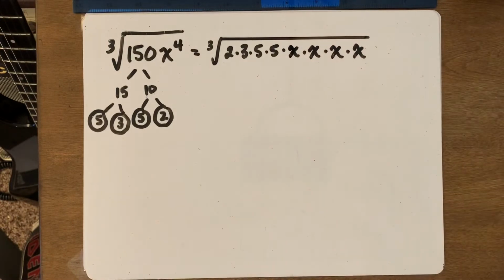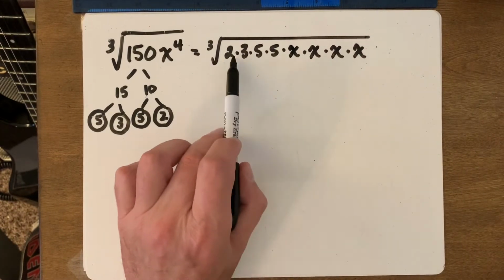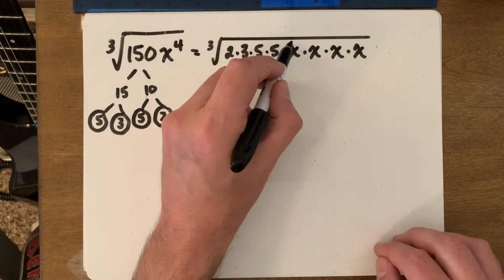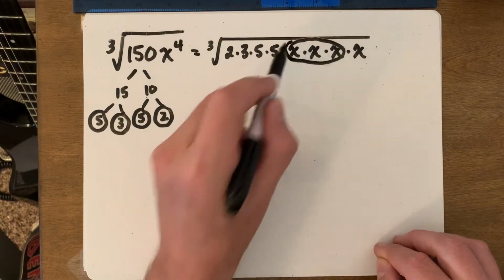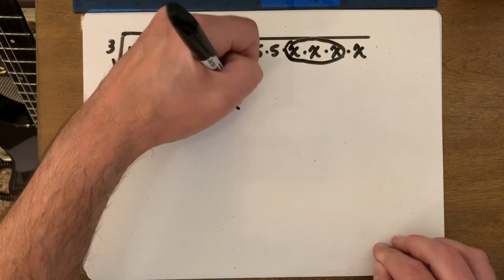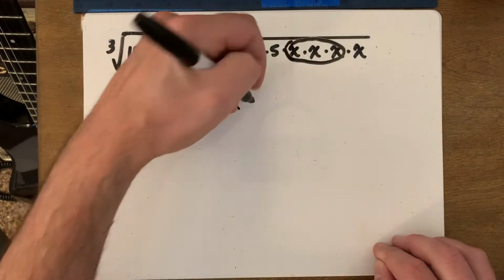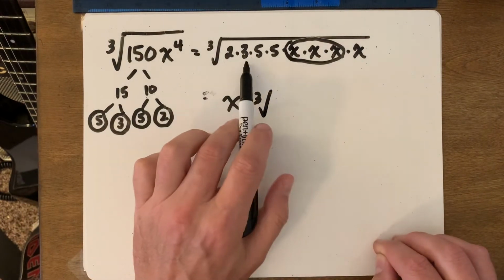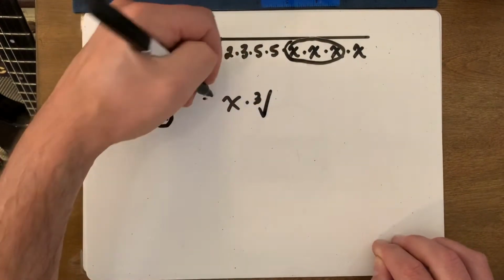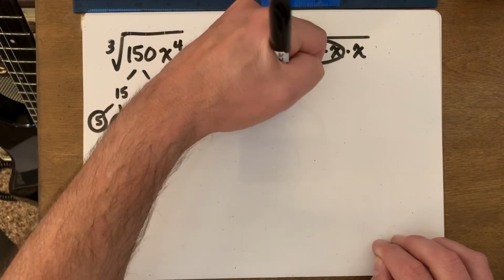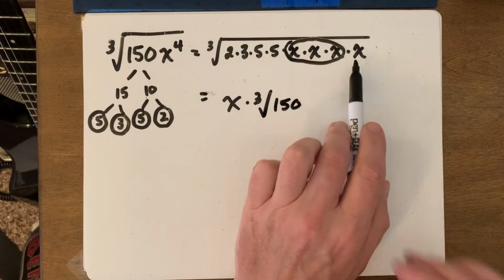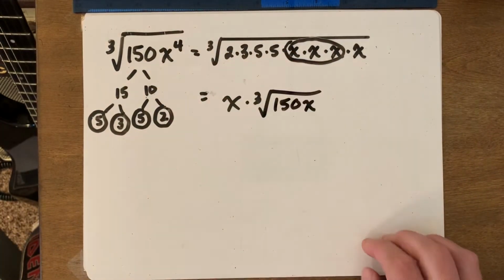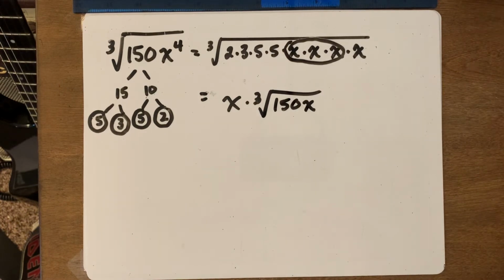Okay, so we need a group of 3 of anything that we can see. Nothing here, nothing there. There's only 2, not 3 of them. But we do have 3 x's that we can choose. And so if we choose these 3 x's right there to come out, we have a single x on the outside, but everything else is going to get multiplied back together and left under that cube root. There's nothing you can do with it. Well, 2, 3, 5, and 5 was 150 to begin with, and that 150 is still going to be there. That single x that's left is going to be with that 150. And that is all you can do right there. That's it. That's got to be your final answer.